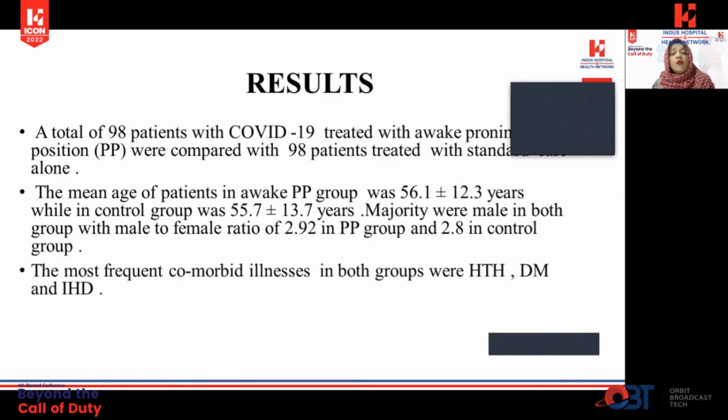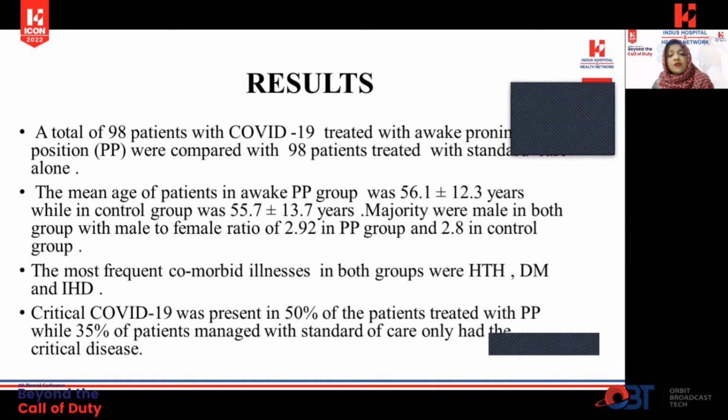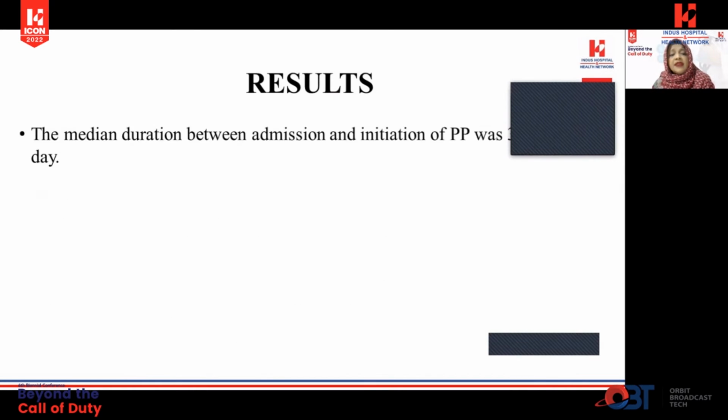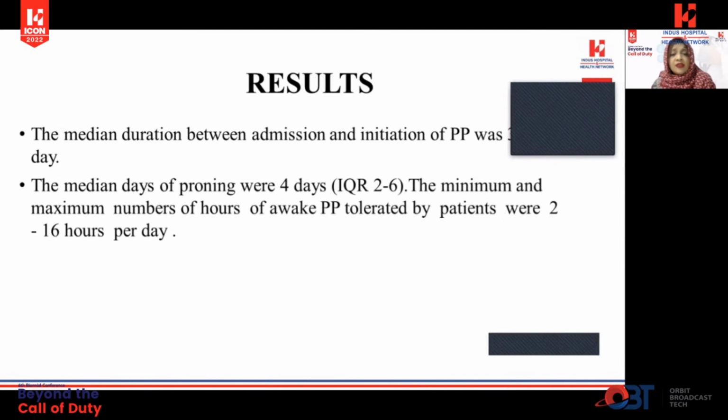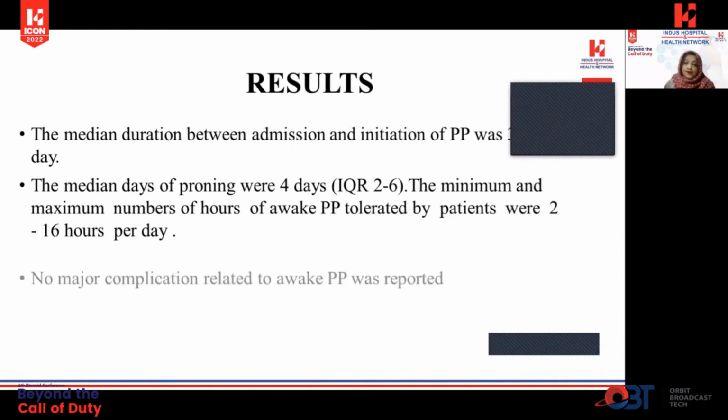The more frequent comorbid illnesses in both groups were hypertension, diabetes, and ischemic heart disease. Critical COVID-19 was present in 50% of patients treated with prone position, while 35% of patients managed with standard of care alone had critical illness. The mean duration between admission and initiation of prone position was 3 days. The median days of proning were 4 days. The minimum number of hours of awake proning tolerated by patients was 2 hours per day, and the maximum was 16 hours per day.